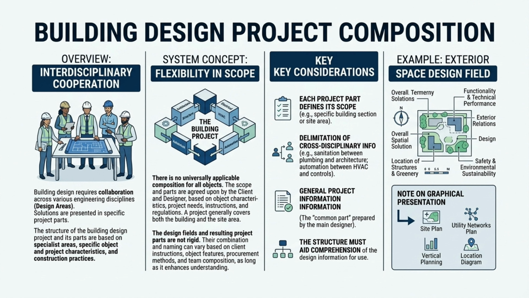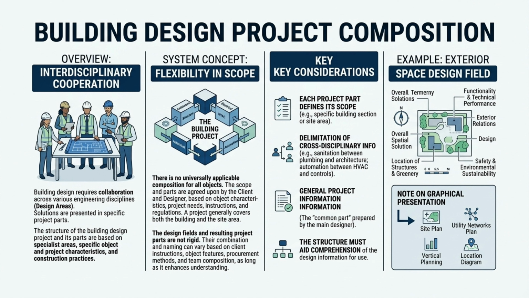The overall project information, sometimes called the common part, is produced by the main designer and provides a holistic view of the entire building project. Let's consider the example of exterior space design. This field covers the spatial function and the technical solution for the site as a whole. It defines how the spaces work and the relation between different parts of the external areas, the layout and design of both structure and landscaping, the safety of users, and environmental sustainability.